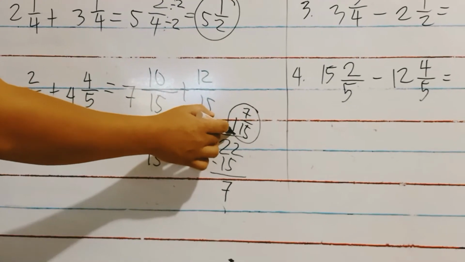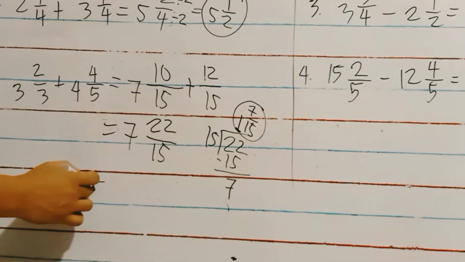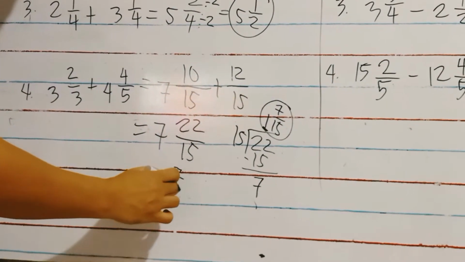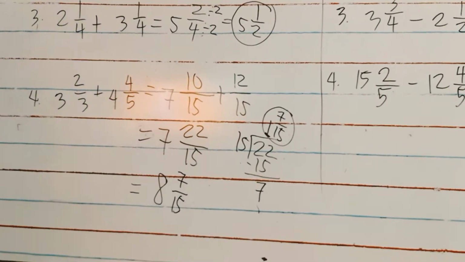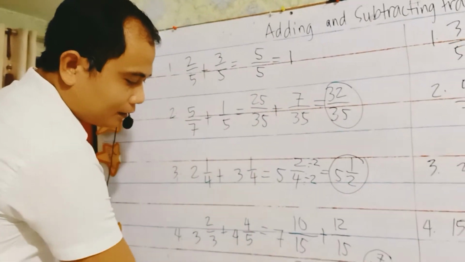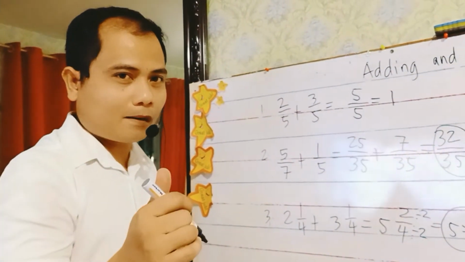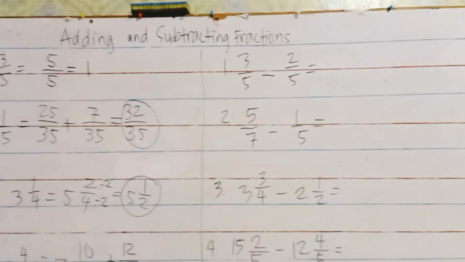Dahil meron siyang whole number, idadagdag natin kay 7. So, magiging 8, tapos copy natin yung fraction na 7/15. Nakuha? So, 7/15, naka-lowest term na yan. So, our final answer is 8 and 7/15. Okay? Next. Punta tayo sa subtraction.